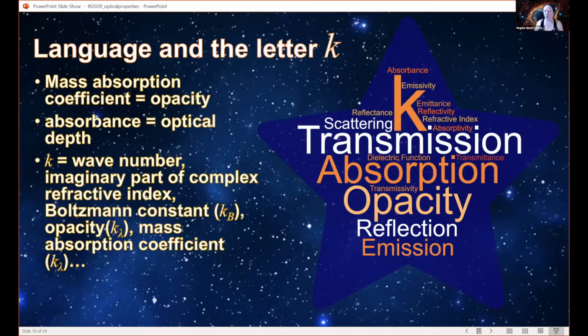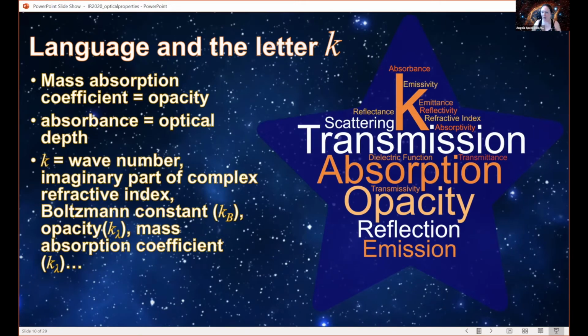And then we have the letter K, Boltzmann constant, and also opacity, and also the mass absorption coefficient, and also some other things as well. And so I really wish that we could come up with some other letters or symbols or something. But this is where I think it's really easy to make mistakes on, oh, that's what this K is. And I'll come back to this theme as we go on through.